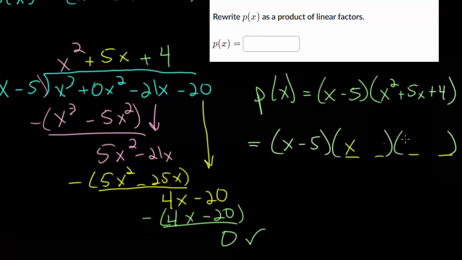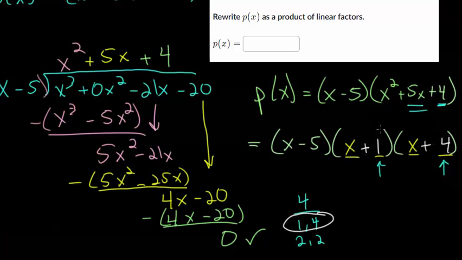So the first term will be x in each of these. And at this point, we just need to figure out these two number terms. But we know that they multiply to 4 and add to 5. So let's write out the factor pairs of 4. Could be 1 and 4 or 2 and 2. And you can see that 1 and 4 are the only ones out of these two that add up to 5. So this will be plus 1 and this will be plus 4. And of course you can check this by multiplying it back out. Since x times x is x squared, then you get 4x, then you get 1x, and we get 4 at the end. The 1x and the 4x will combine to 5x.